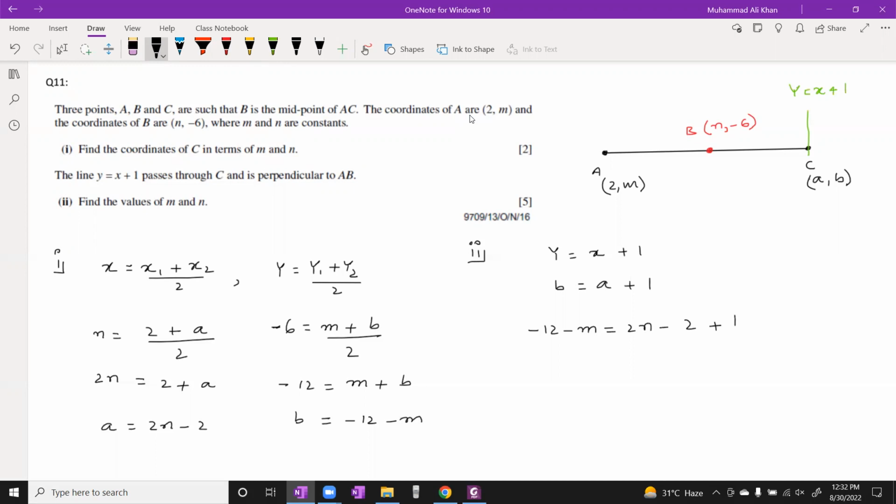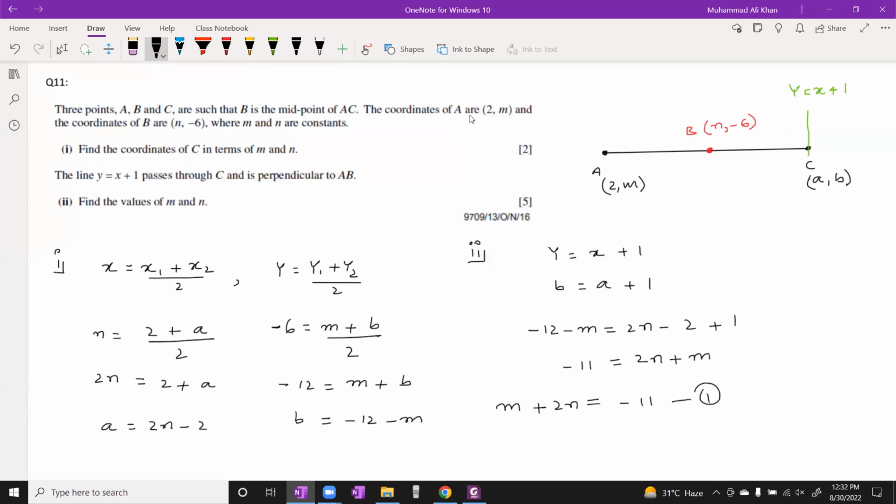Now if I take m to the right side, so 2n plus m, what is this? Minus 2 plus 1, minus 1, when it comes to the left side it will be minus 11. So the equation is m plus 2n equals minus 11. This is equation 1 for finding out m and n. Is this clear? Clear? That's great. How can we calculate the second equation?